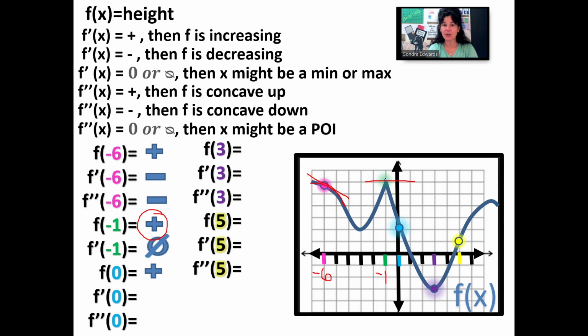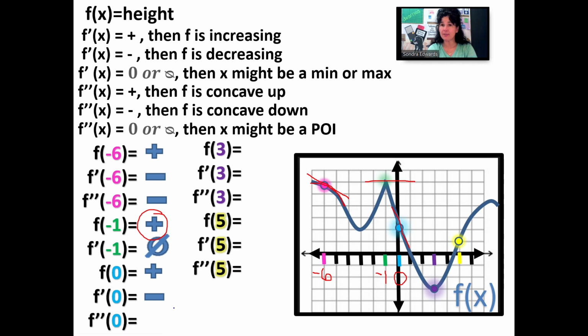Now f of 0. That just means what's the height? 1, 2. So the height at 0 is 2, so that's why f of 0 is positive. F prime, again, that's increasing, decreasing. So notice at the blue dot at x equals 0, we are going downhill. So since we're going downhill at x equals 0, f prime of 0 is a negative answer.